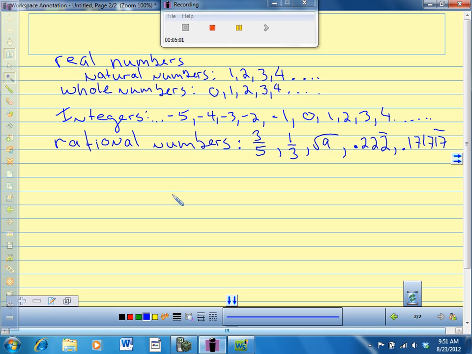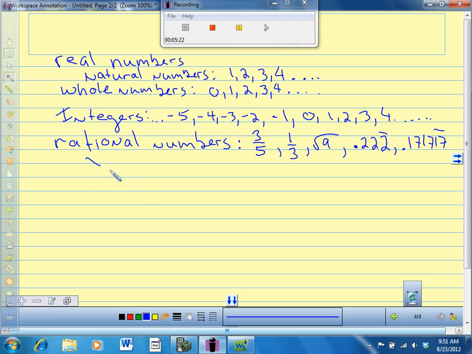Okay. You write a bar on the top. You could just do one of them. That's it. But some numbers repeat forever and ever. Okay? So those are rational numbers.